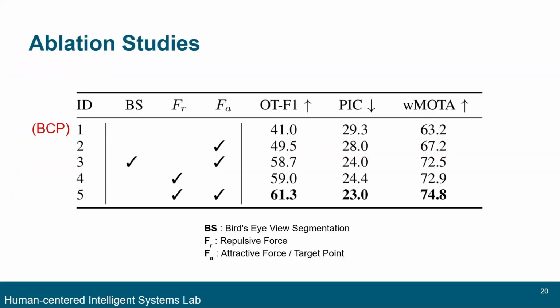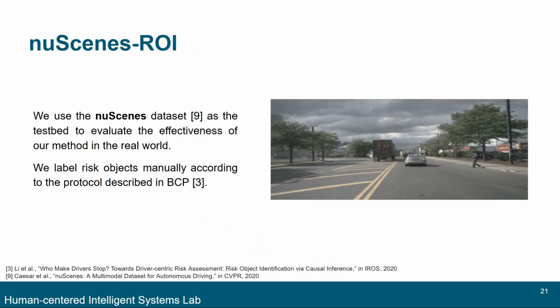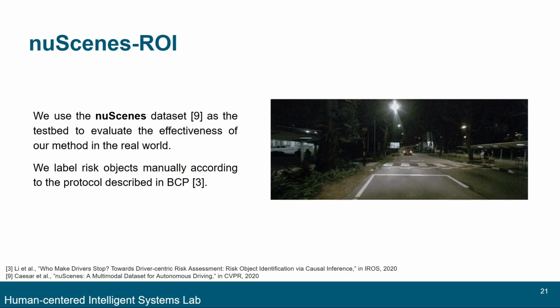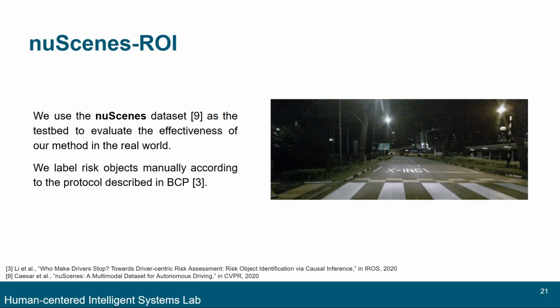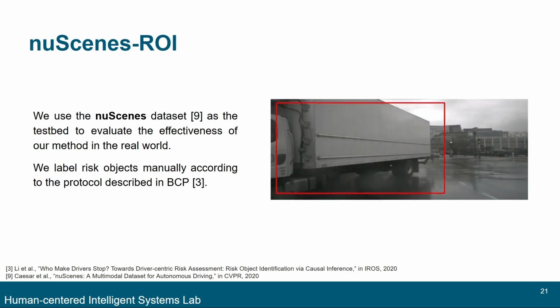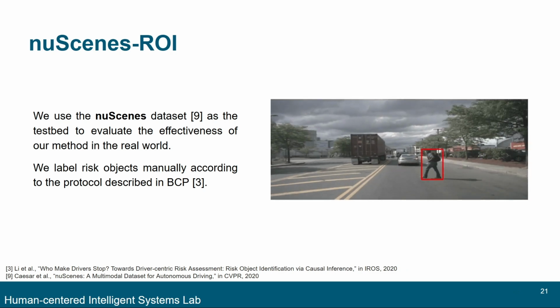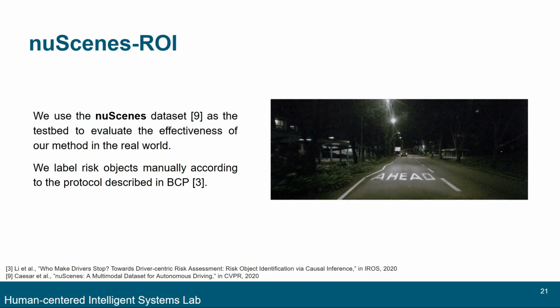We conducted extensive ablation studies to validate our design decisions. When we combine all the designed modules, as shown in ID 5, we achieve the best results, with a 20% improvement over the BCP. We use the NewScenes dataset as the testbed to evaluate the effectiveness of different Visual-ROI methods in the real world. However, the NewScenes dataset does not have the annotations of risk objects. We label risk objects manually according to the protocol described in BCP.